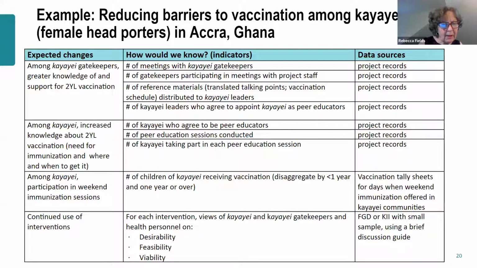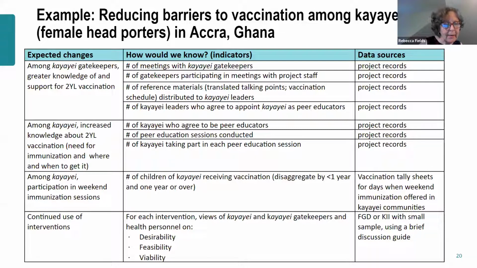Then another expected change was among the Kayaye, participation in the weekend immunization sessions, because what we really wanted to see was that the Kayaye children would actually receive vaccination. So for that, we had a different data source. The others had project records as the data source, but to see how many of the children of Kayaye received vaccination, which is ultimately what we wanted, we needed to look at the health facility records and particularly the tally sheets for the days when those weekend immunization services were offered in the communities heavily populated by the Kayaye.